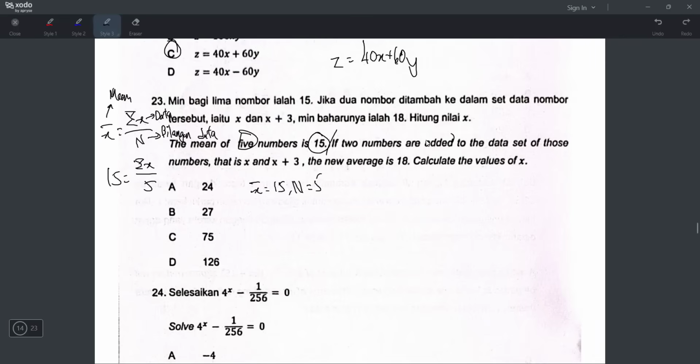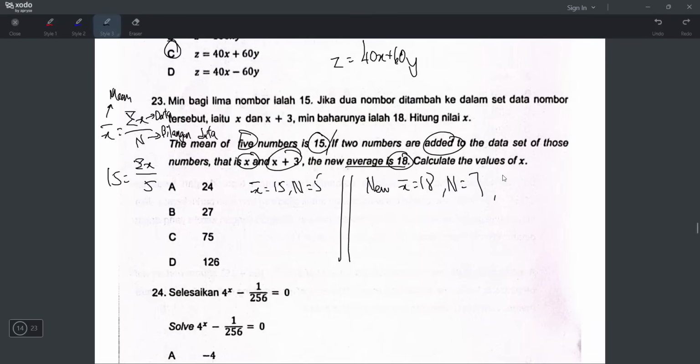If two numbers are added to the data set, which are x and x plus 3, the new average is 18. Calculate the value of x. Oh, so the new mean is 18. Average means mean. Average and mean is the same thing. But two numbers are added inside, so the n is no longer 5 already. It becomes 5 plus another two numbers, which is 7 already.